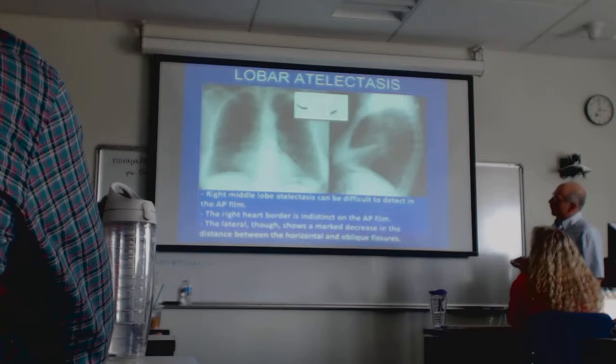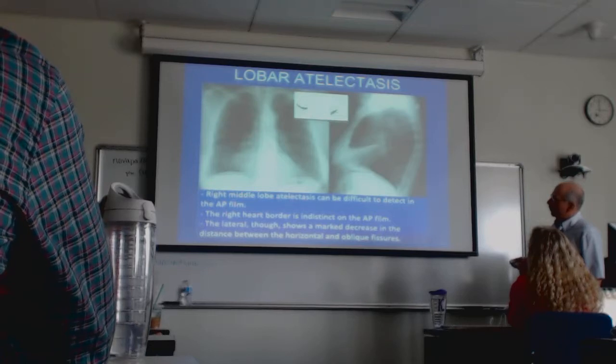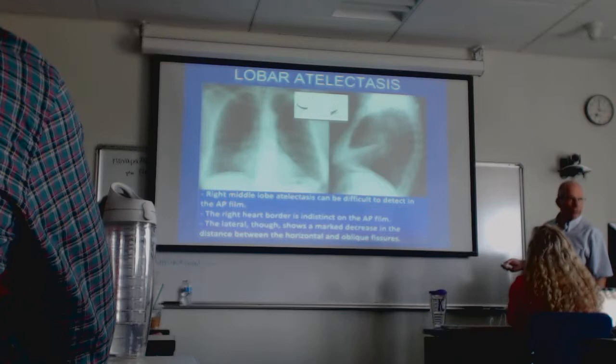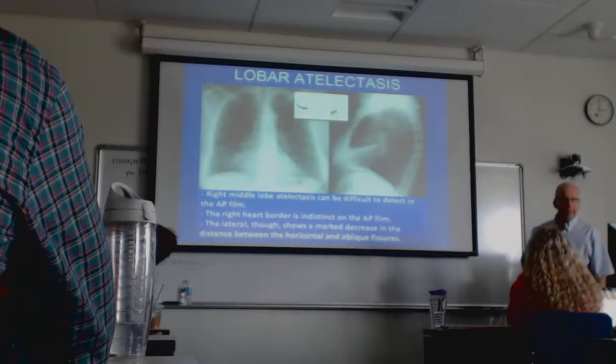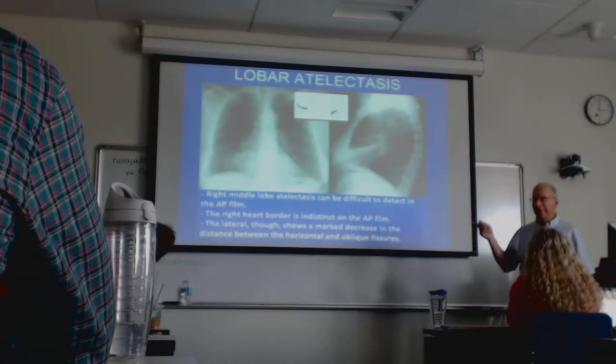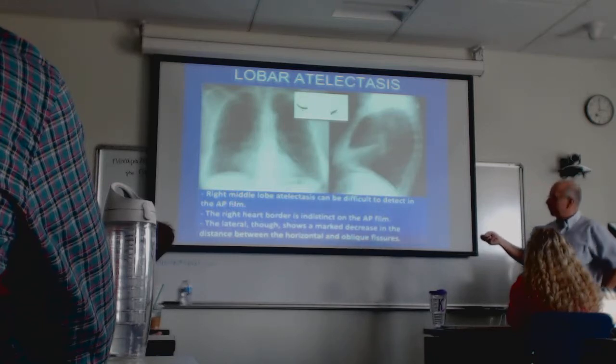Would you agree with me if I said, I see the left heart border real good, I see that real good, I see that good. Then I get to the right heart border down here and I'm not seeing it so good. Would you agree with me? So if I were just to look at that film, not knowing anything, I would say there's a strong likelihood this patient has a pneumonia in the right middle lobe. Right? That would be right middle lobe, right?